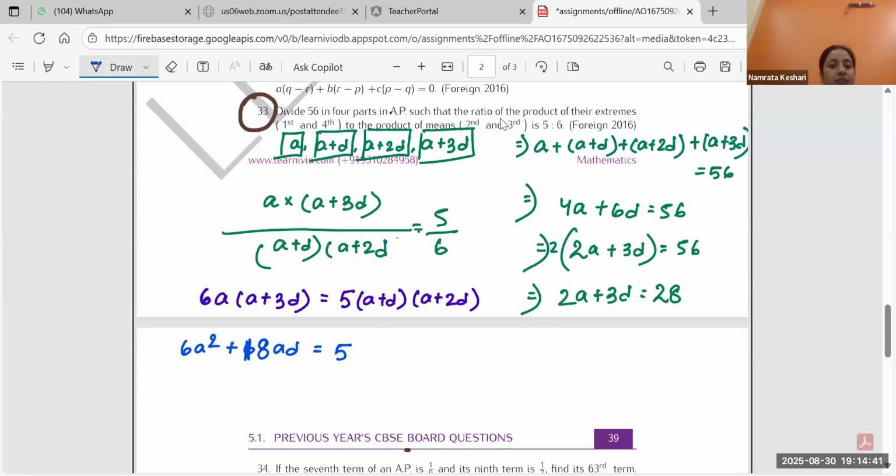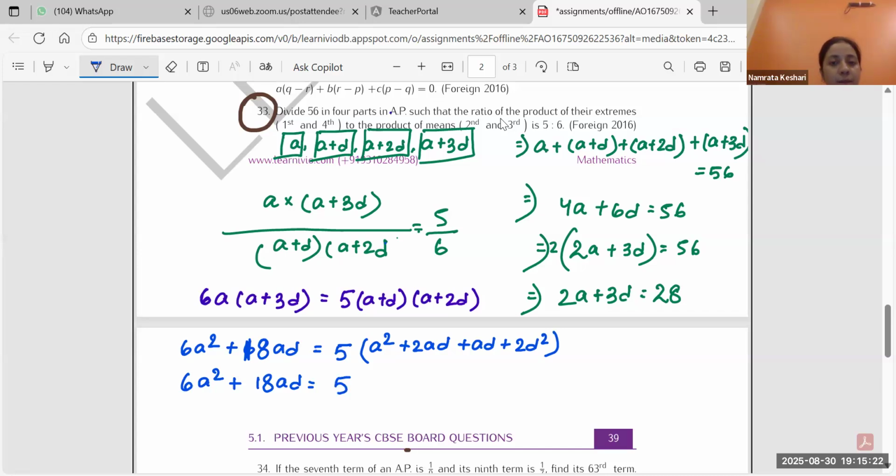And if you will do the multiplication, how? Distributive property. Let's do the multiplication. You will be having a square, you will be having 2ad, you will be having just ad, and you will be having 2d square. Yes, Afrin, here you have done the substitution from equation number 1 to equation number 2. Yes, ma'am. You have not faced any difficulty while solving, because I can see so many A's and D's are there.